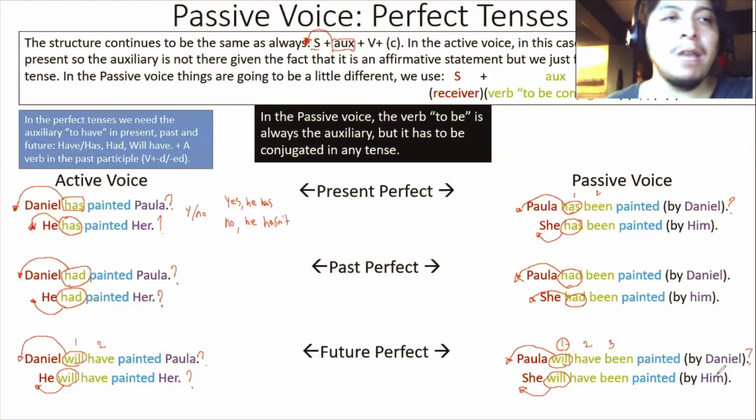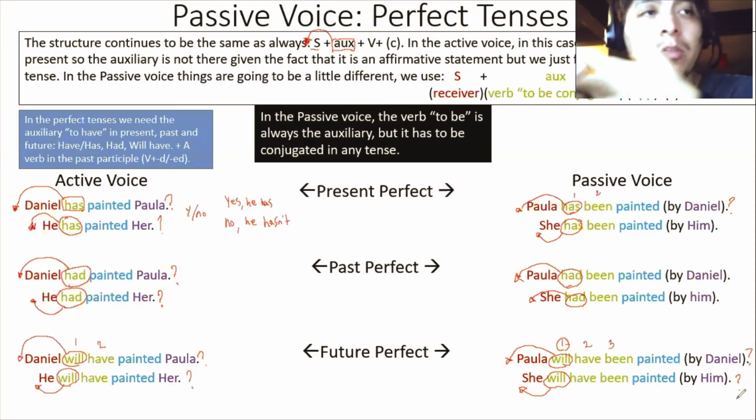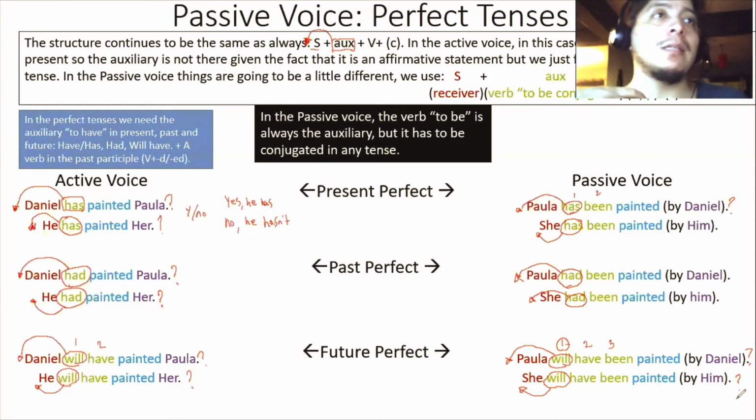Will she have been painted by him? ¿Sí? Aquí dice, Paula ha sido pintada, Paula había sido pintada y Paula habrá sido pintada. Como pregunta, ¿ha sido pintada Paula? ¿Había sido pintada Paula? ¿Habrá sido pintada Paula?